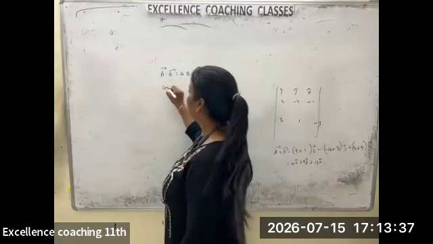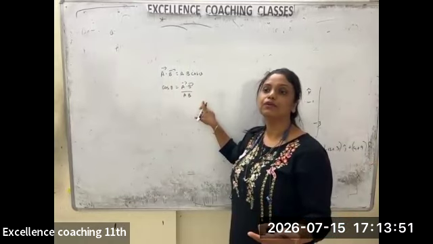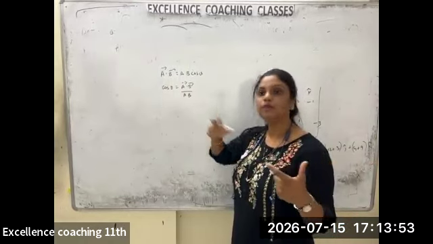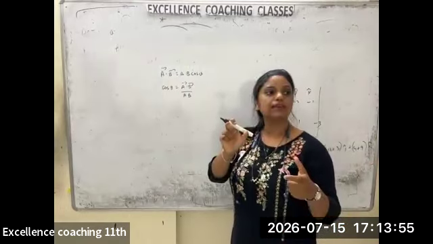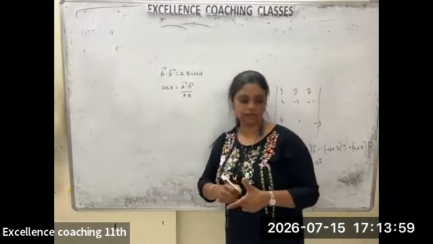So we have to find the angle. Cos theta will be A dot B upon AB. Now first find the dot product. It is given in Cartesian form. Find the magnitude of A, find the magnitude of B. How to find the magnitude of any Cartesian form? Root of whatever is there with I the whole square plus whatever is there with J the whole square plus K the whole square.